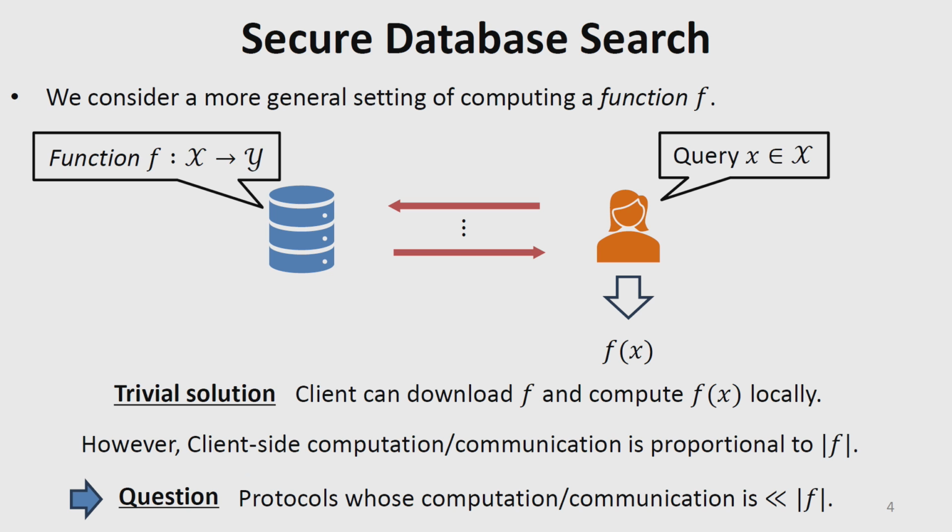So for PIR, or more generally for secure database search problems, we have a trivial solution where the client downloads the entire database and performs the search locally. This is secure, but this is not efficient, because the client-side computation and the communication complexity are proportional to the size of a large database, right? Therefore, we aim at protocols whose client-side computation and communication complexity are much smaller than the database size.